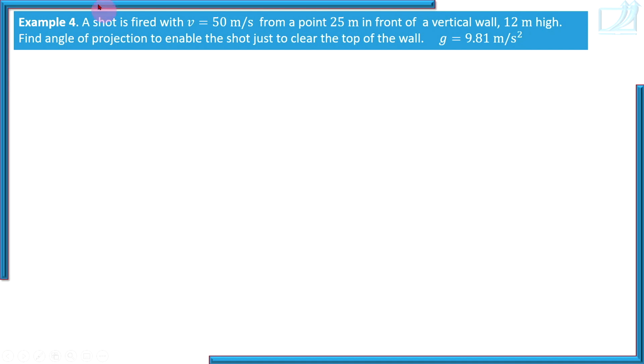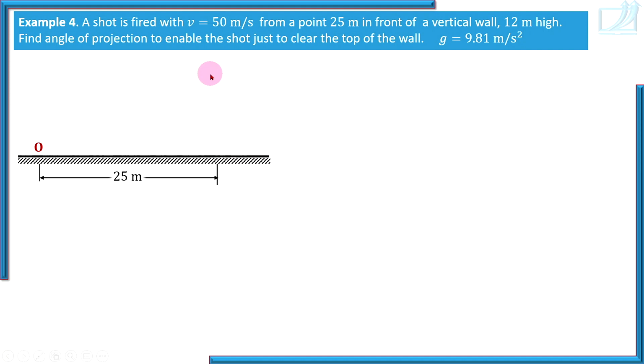So first of all, let's visualize the situation involved in the problem. When there is height involved, the height of the wall is given, 12 meters high. There is ground involved. Height is always measured from ground. So this is ground. Where the projectile is fired, that is origin. From origin, at a distance of 25 meters, there is a vertical wall which is 12 meters high. So this is that situation, 25 meters in front of a vertical wall.